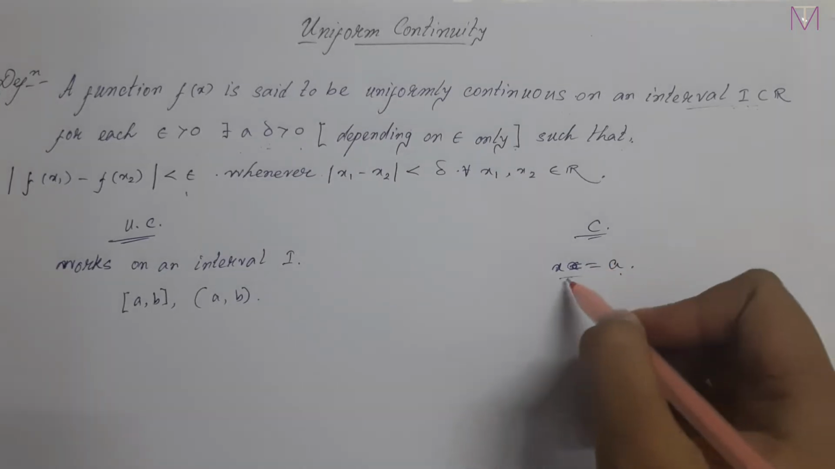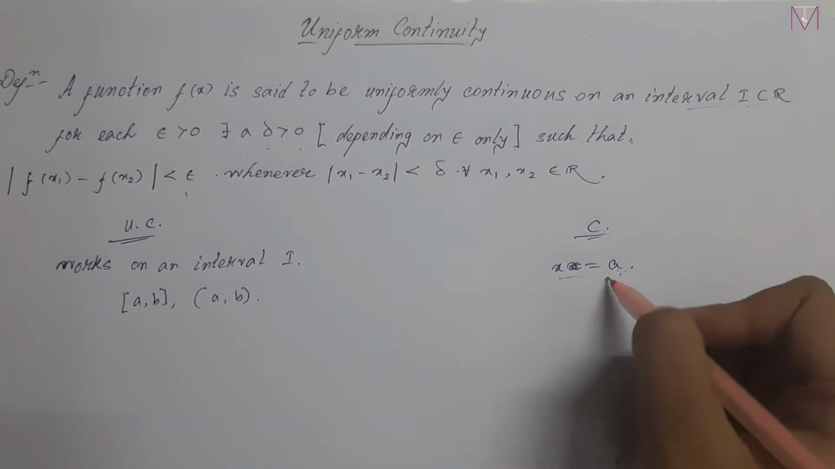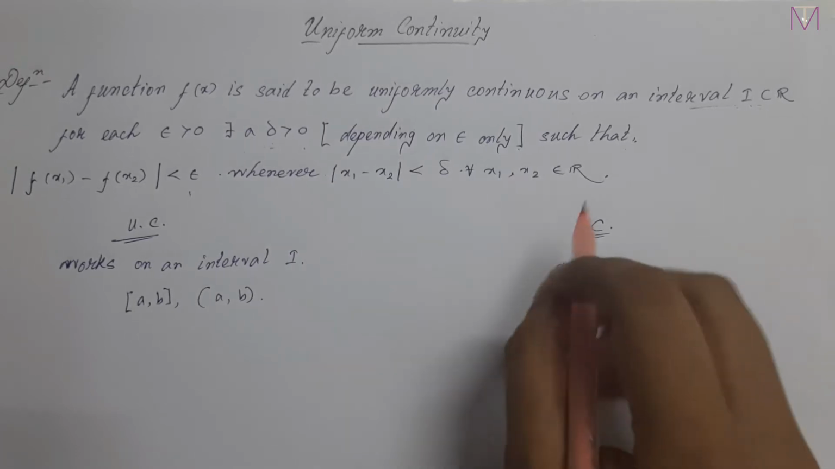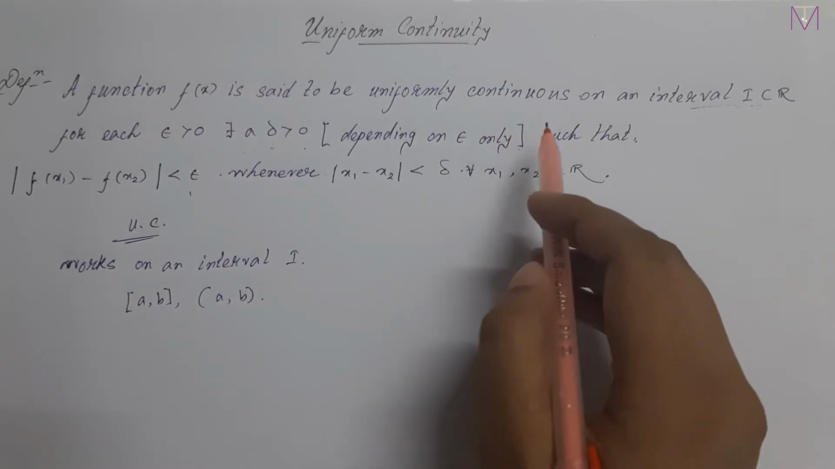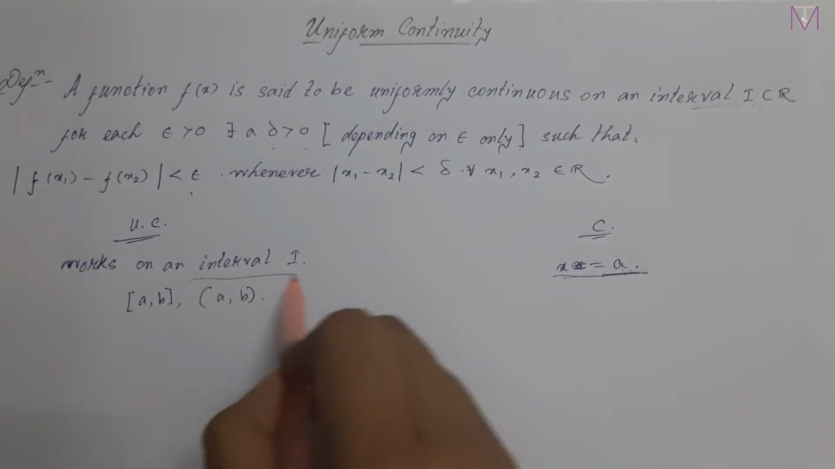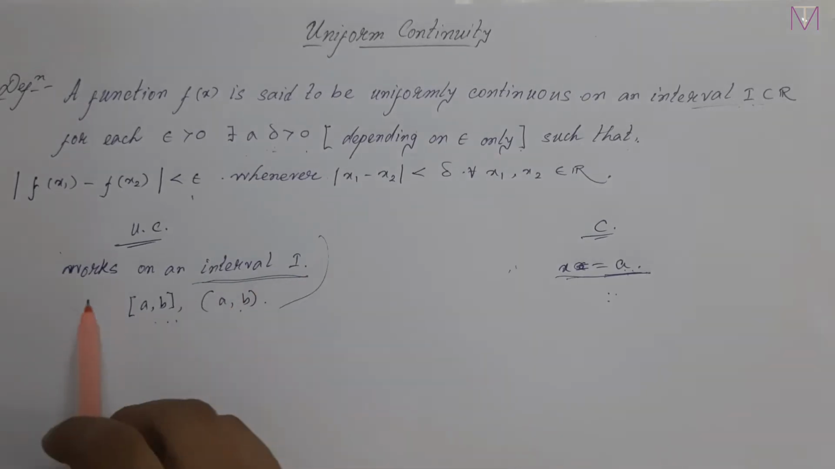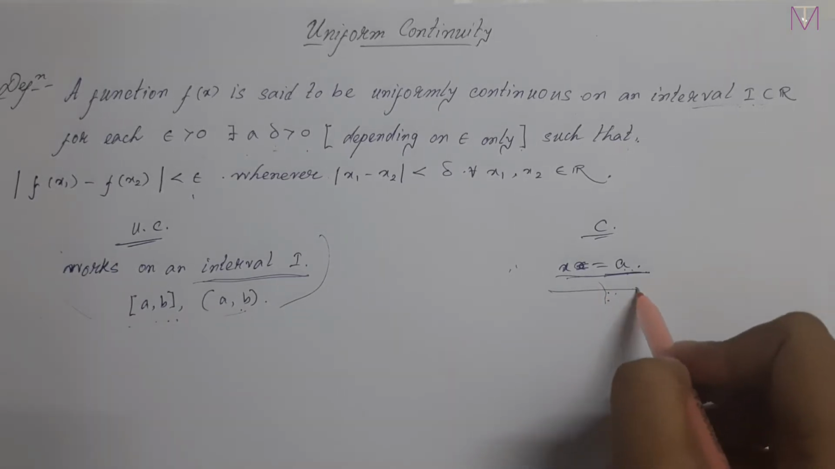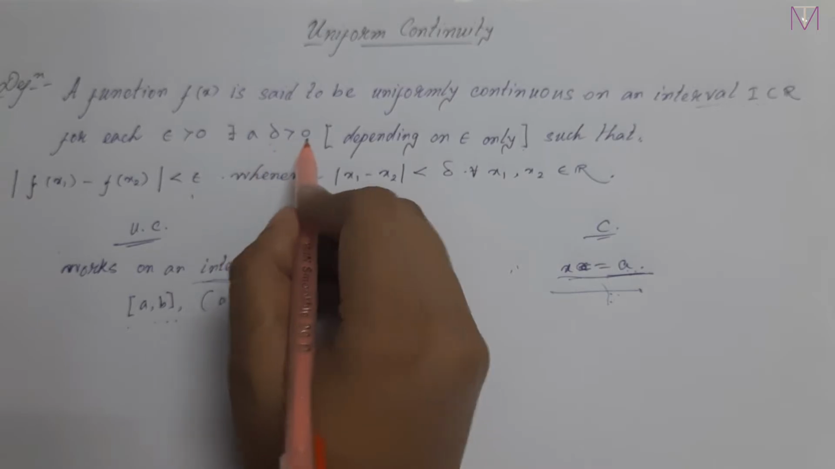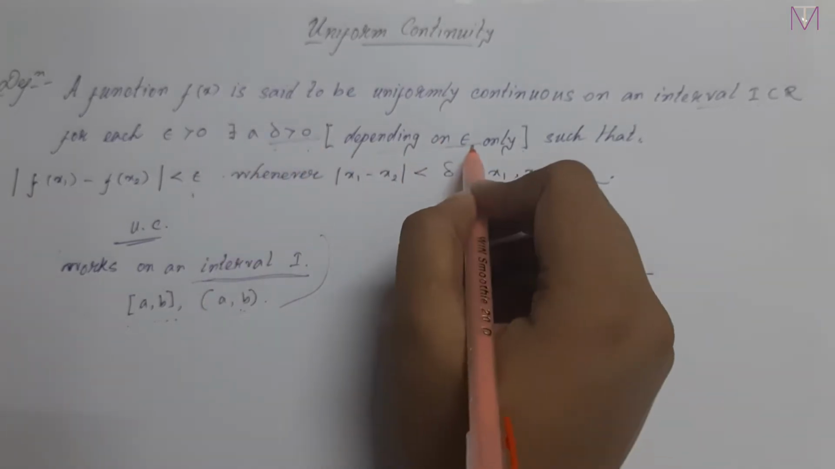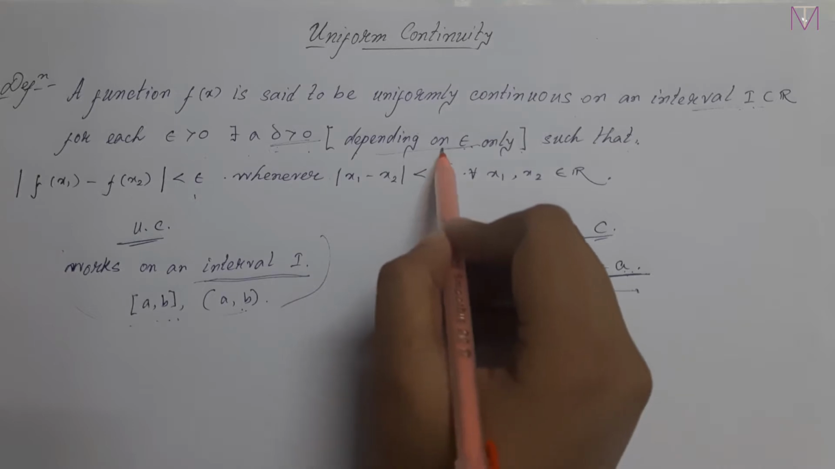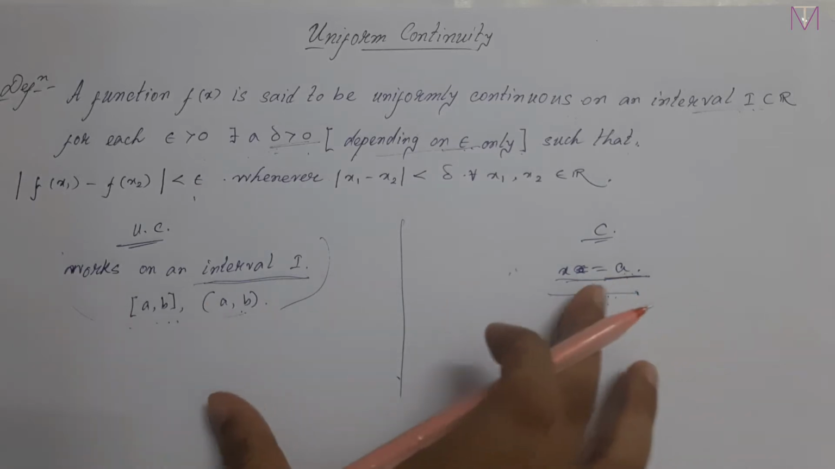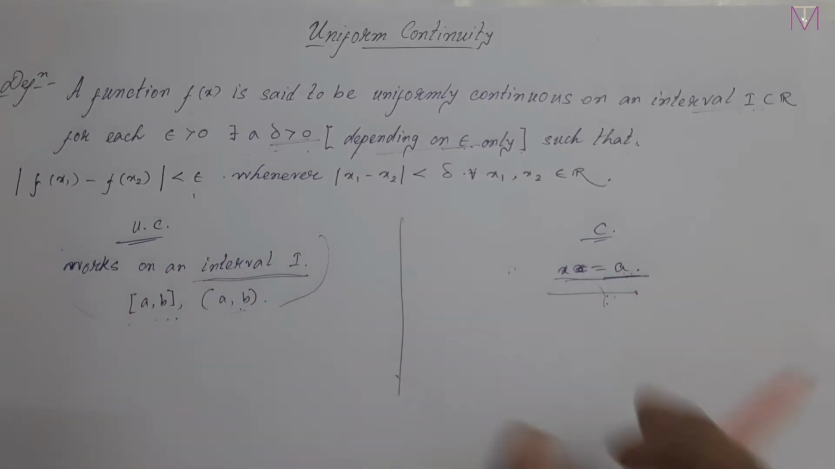a. So to evaluate the continuity of a function, we just discuss the value of the function at a point, but for uniform continuity we discuss the value of the function on the whole interval. That's why uniform continuity is a global property and continuity is a local property. Also, here delta depends only on epsilon, but in continuity there was no such limitation. So this is the basic difference between uniform continuity and continuity.